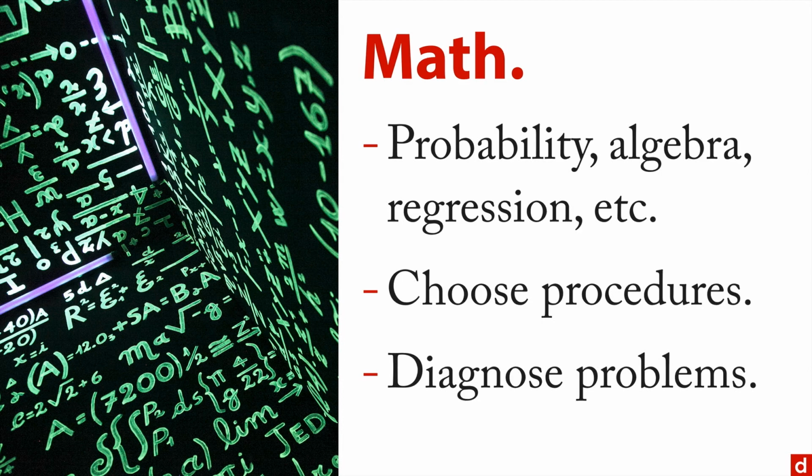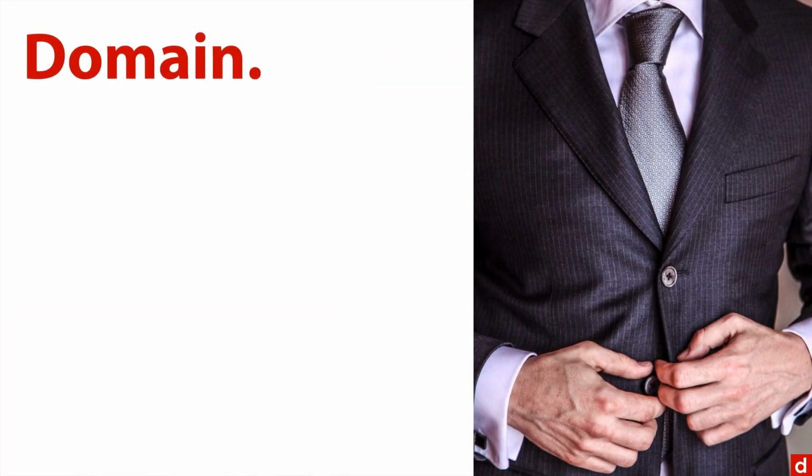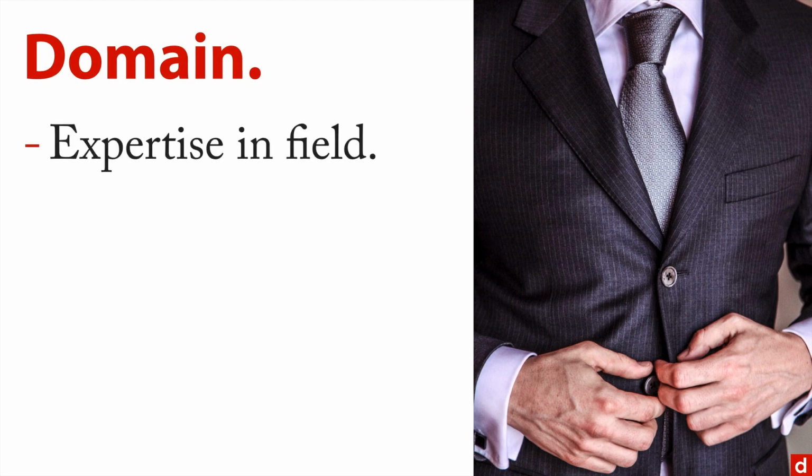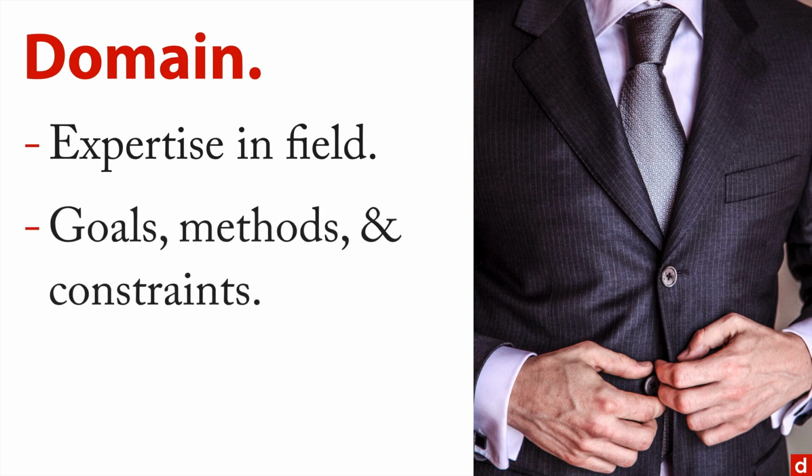big advantage. And the third element of the data science Venn diagram is some sort of domain expertise. Think of it as expertise in the field that you're in. Business settings are common. You need to know about the goals of that field, the methods that are used, the constraints that people come across.